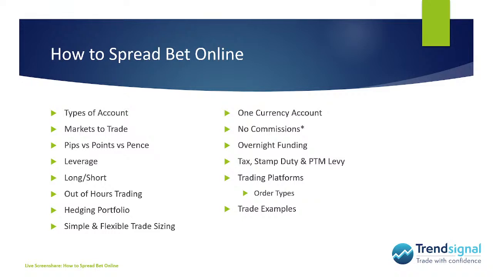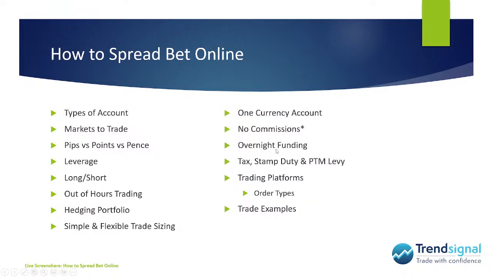a particular trading opportunity. One currency account, so that's also useful as well, so we're not having to worry about currency risk with spread betting. So if you're going to trade a US stock on a spread betting account, for example, you trade it at pounds per point, which means you're not worried about the dollar movement against the pounds you have in your account. So you're not worried about currency risk, which is good. No commissions, which is cool.